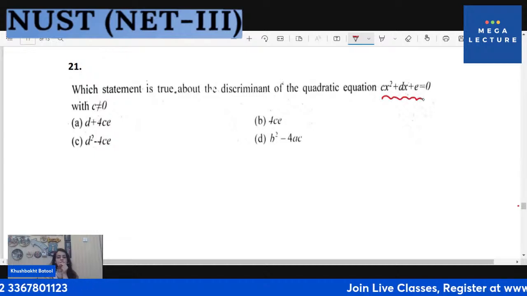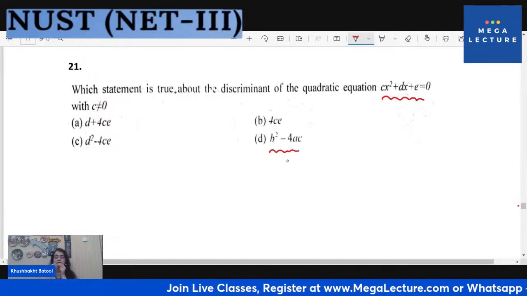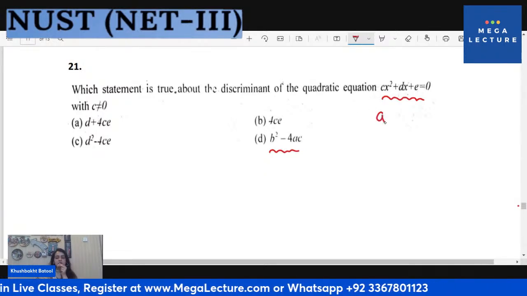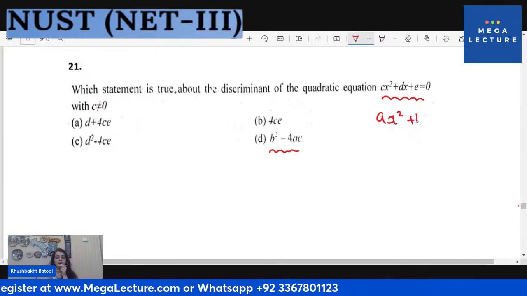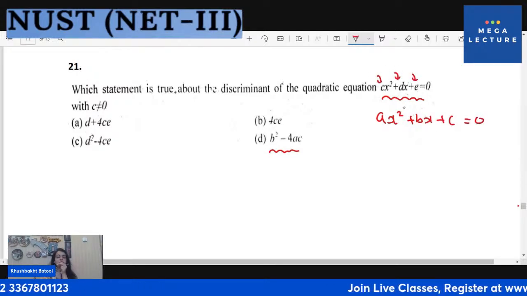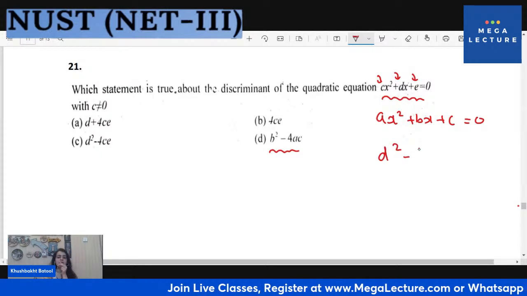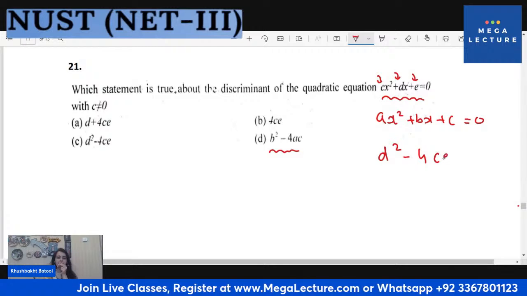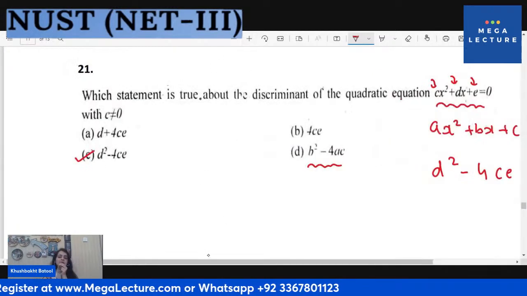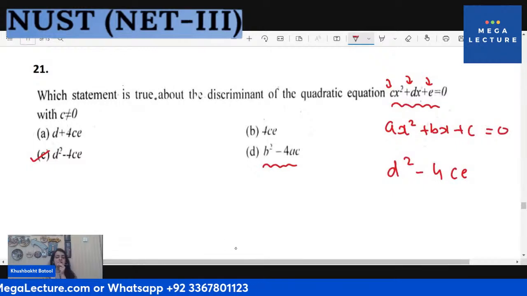Now, I've seen students choosing answer D, b square minus 4ac. B square minus 4ac is the discriminant for this equation, ax squared plus bx plus c equals 0. If you have different coefficients, you're obviously going to write the answer differently. So it would be d squared minus 4ce. So the answer is going to be D in this case. Okay. Please do not lose your mark for such silly mistakes.